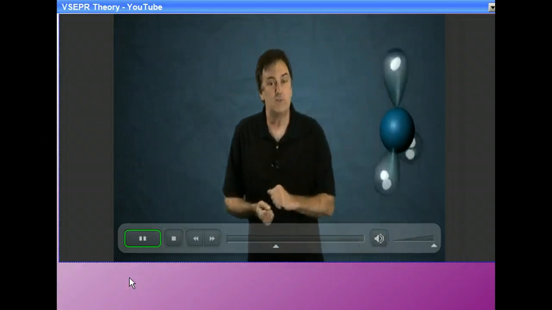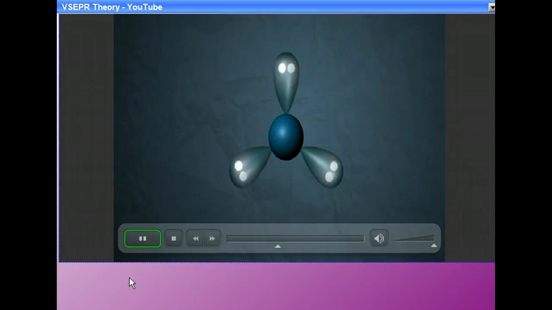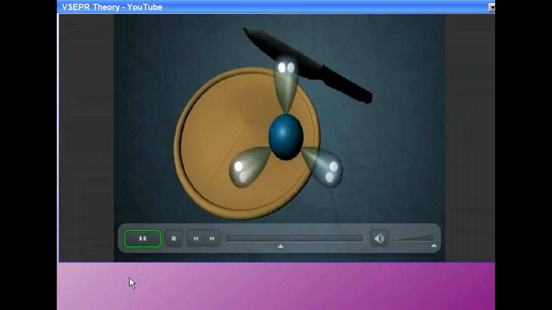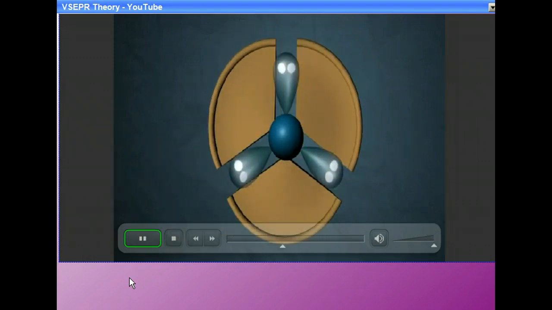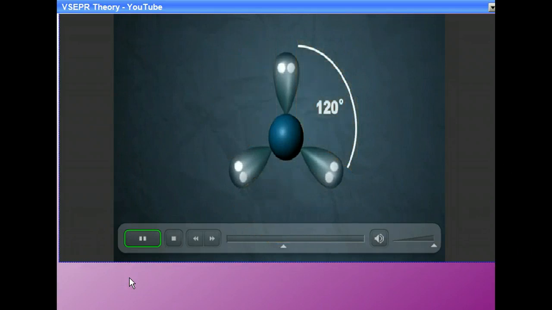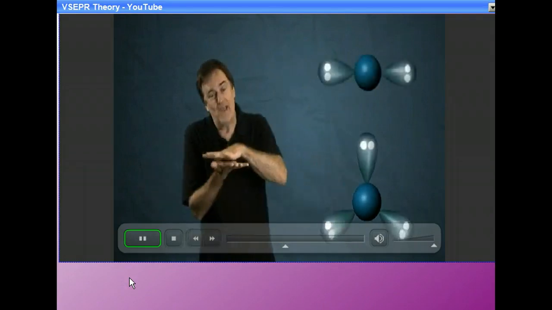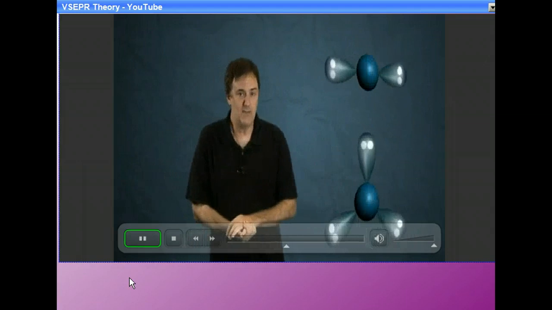Stepping up to the next one, three regions. You count the regions around the central atom, there's three. If three regions try to get away from each other, you basically get a nice kind of pie shape, like taking a pie and cutting it into perfect thirds. So you get a 120-degree angle all the way around for those three regions. Both of those shapes are still planar. They still look just fine on a sheet of paper.